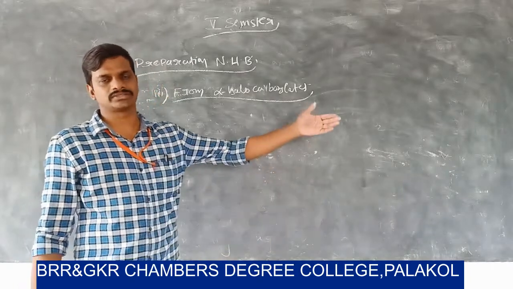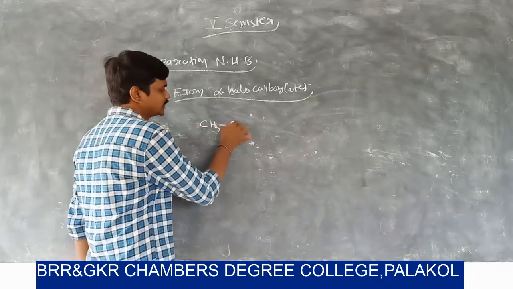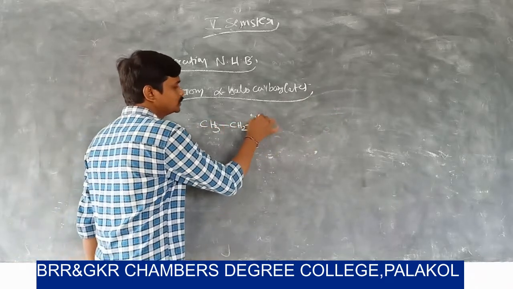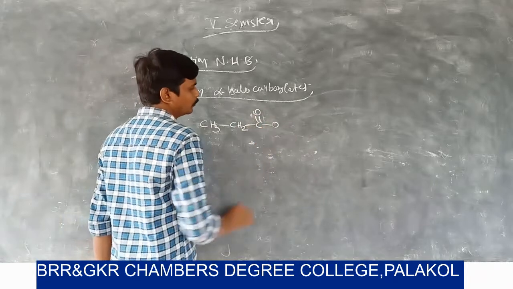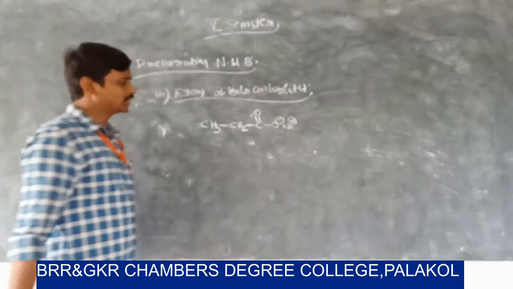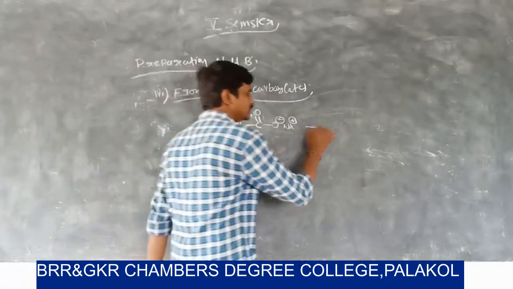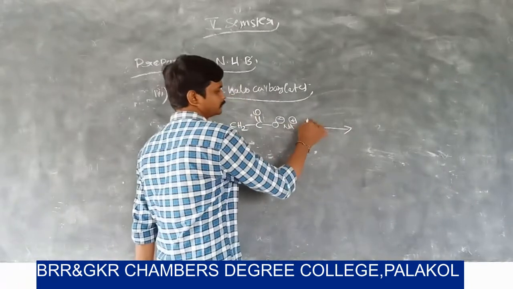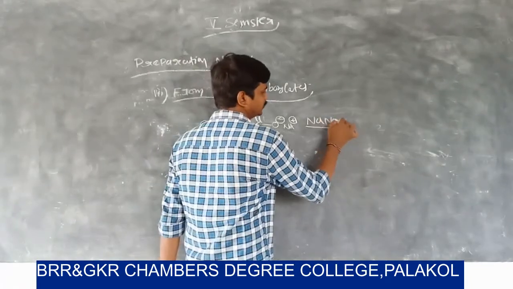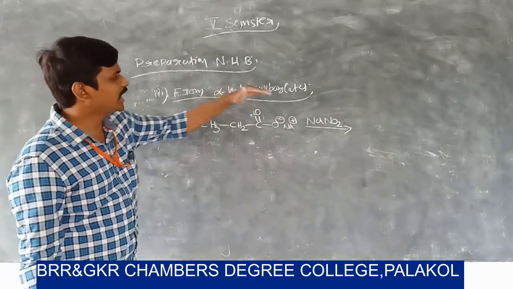Then it gives nitrohydrocarbon. For example, CH3CH2C double bonded O, O minus Na plus, the sodium salt of propanoate, is treated with sodium nitrite. Here the reactant is alpha halocarboxylate.